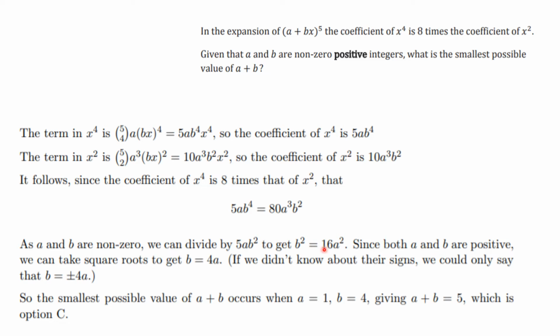So we've got b squared is 16a squared. Square root both sides. You don't have to worry about the plus or minus. And you get b is 4a. Now they've got to be positive integers, and they want the smallest possible value of a plus b.